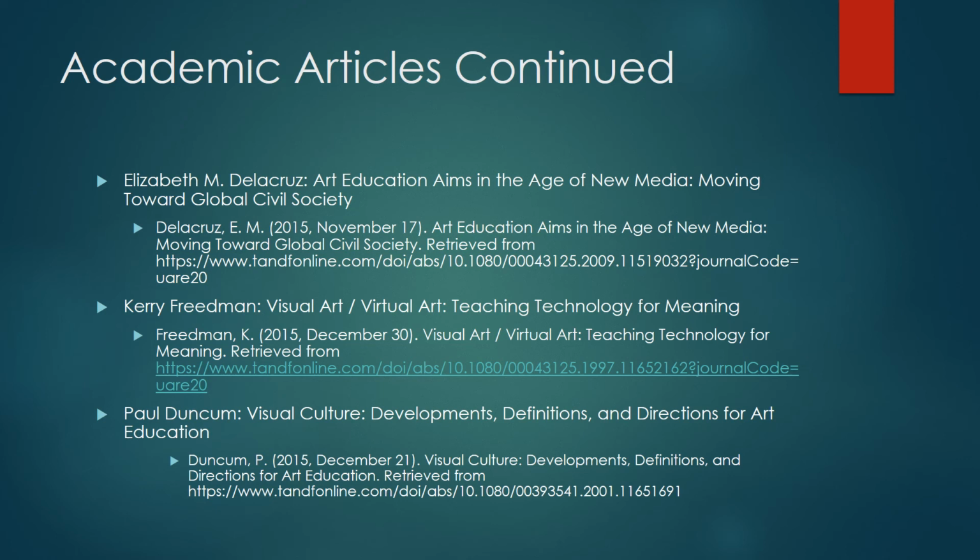Carrie Friedman, Visual Art / Visual Teaching, Teaching Technology for Meaning. It's talking about the use of visual art and the use of virtual art and how to kind of interdisperse them to create its own body of artwork. And finally, Paul Duncum with Visual Culture Developments, Definitions, and Directions for Art Education. It's just a general, well-rounded article written in 2015 on different ways that you can take visual education and visual technology in the art classroom. These are all really, really great articles, and they actually gave me some things to think about when I teach.